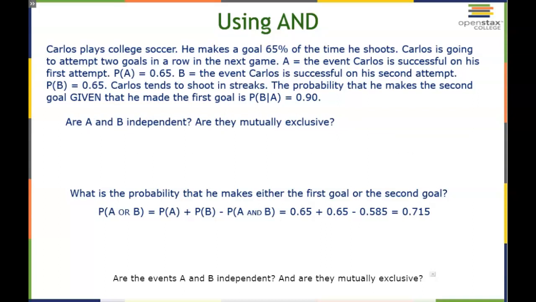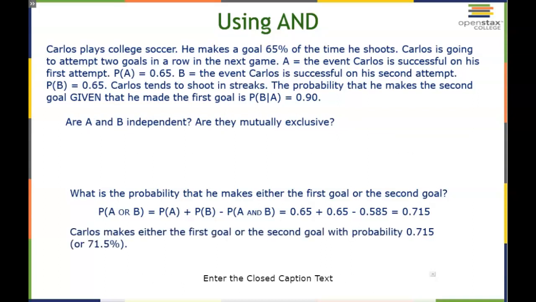That equals 0.715. So 0.715, or 71.5% of the time, Carlos will make either his first goal or his second goal.